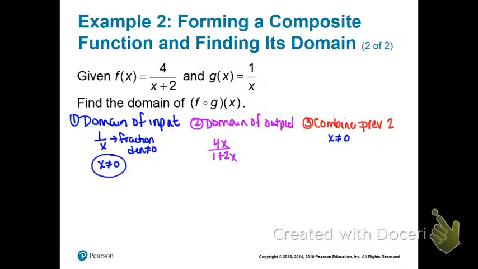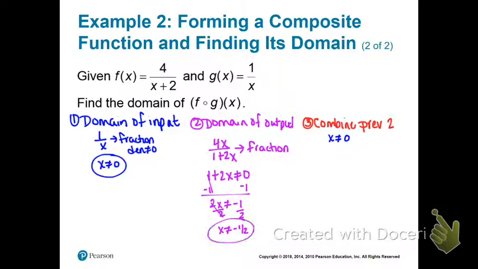Now, for the domain of the output, again, we can see it's a fraction. So we know our denominator, that 1 plus 2x, cannot equal 0. And this one's not just x equals, or x is not equal to, so we've got to solve it. So we got 2x cannot equal negative 1. Divide by 2. And so we know x cannot equal negative 1/2. So that's also going to help me find it. So I'm going to come over here to combine the previous two. I'll put x cannot equal negative 1/2.